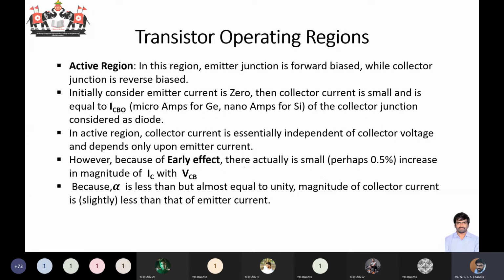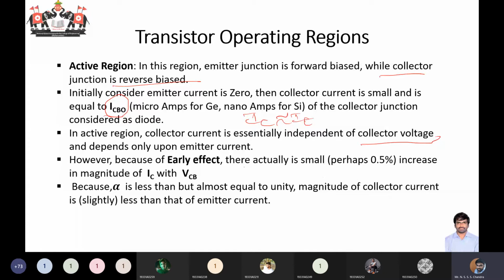So in this active region, your emitter junction is forward biased, whereas collector junction is reverse biased. When IE equal to 0, your IC value will be equal to ICB naught. In the active region, your collector current is independent of your collector voltage, but only depends upon your emitter current. So IC will be nearly equal to IE, and it is almost independent of your output voltage, that is your collector voltage.